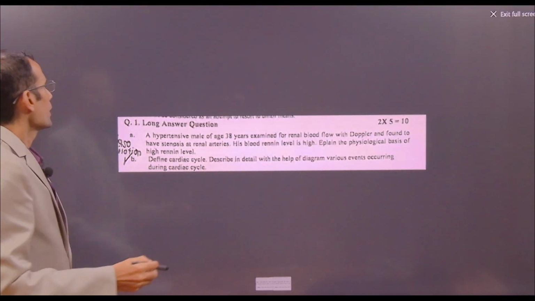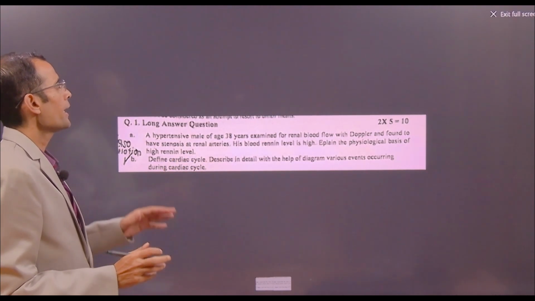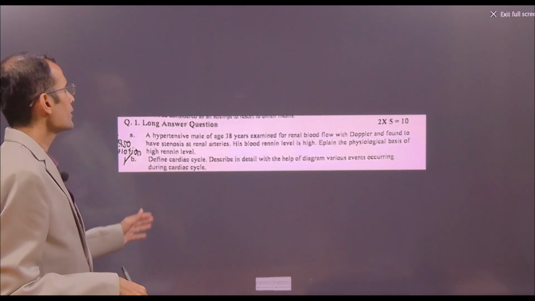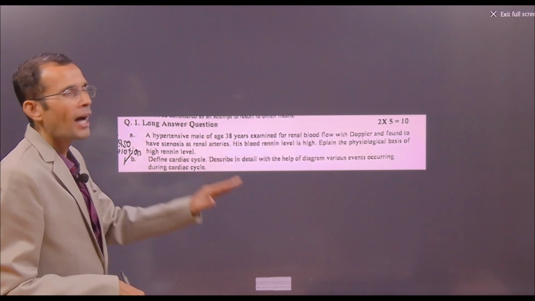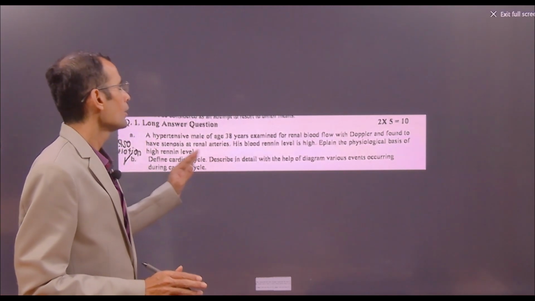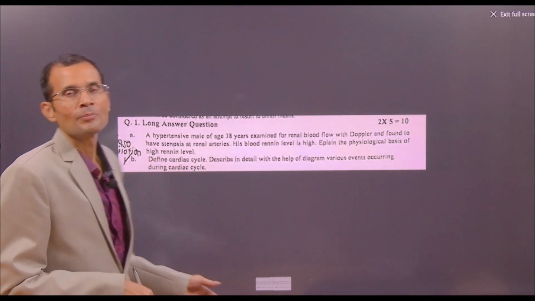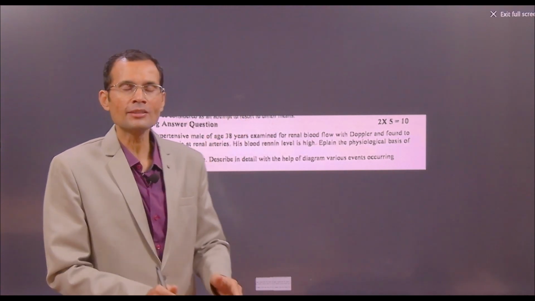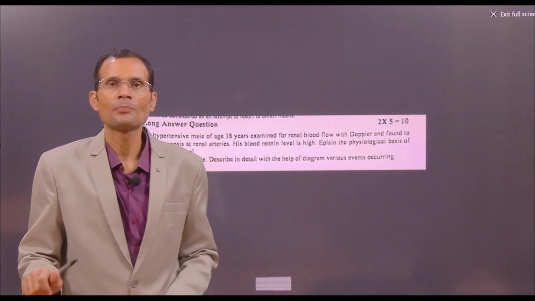All right. A hypertensive male aged 38 years examined for renal blood flow with Doppler and found to have stenosis at renal arteries. His blood renin level is high. So, explain the physiological basis of high renin levels. That means simply you are being asked to write renin angiotensin aldosterone system.